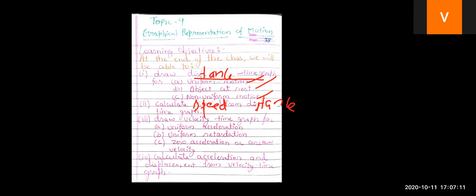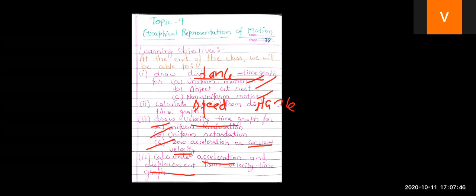And after that we will see velocity time graph for uniform accelerated motion, uniform retarded motion, and for zero acceleration or constant velocity. As we know, if the velocity is constant, that is initial velocity and final velocity are the same, they are constant, they are fixed, then the change in velocity, that is your acceleration, will be zero. So for that, and from velocity time graph, how to calculate acceleration and displacement, that we are going to learn in this lecture. So let's start with it.